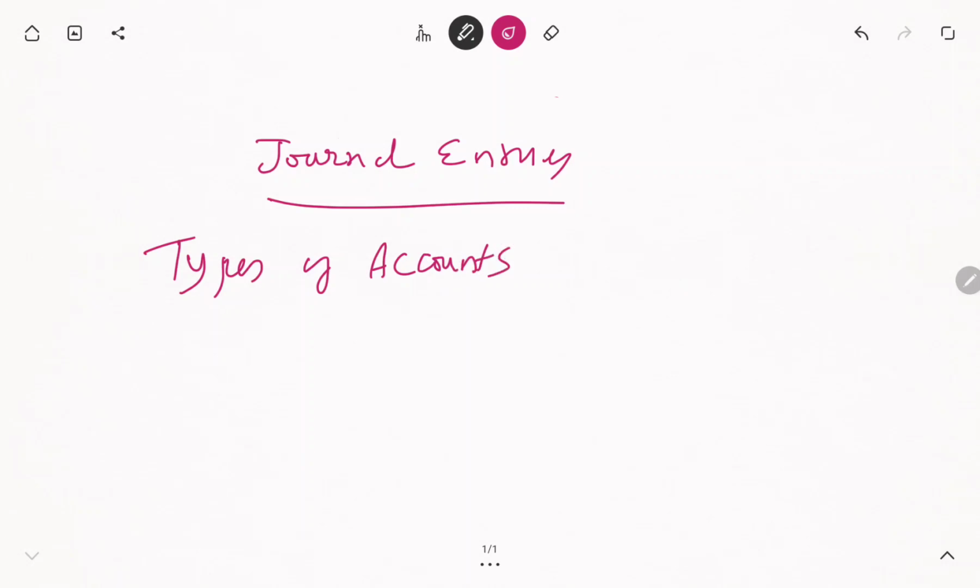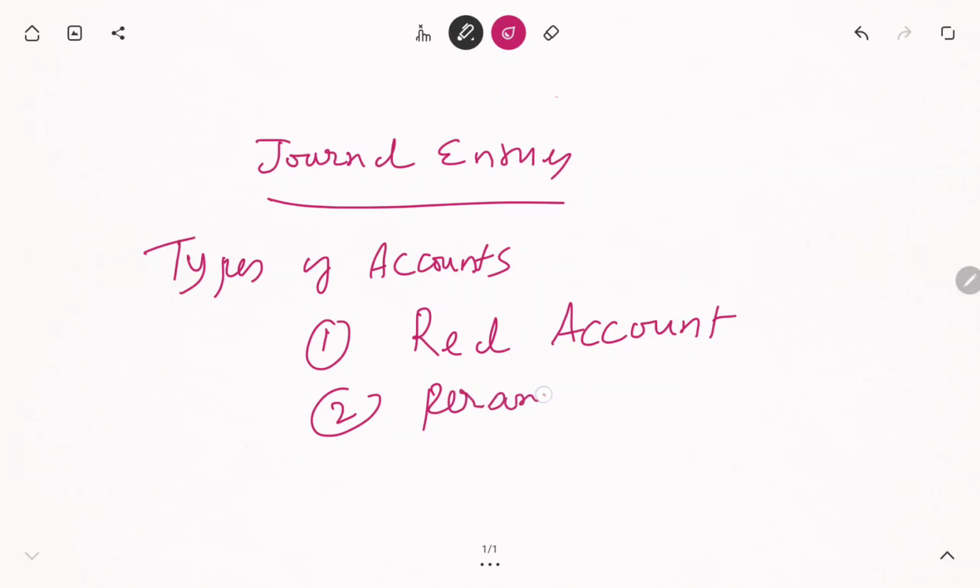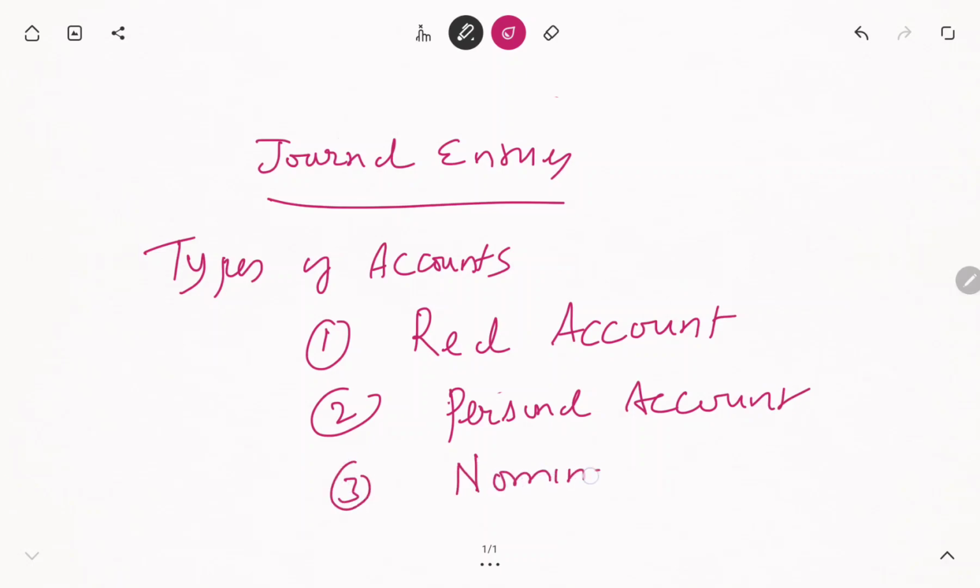There are three types of accounts. One is real account. Second one is personal account. And the third one is nominal account. Okay. Real account.